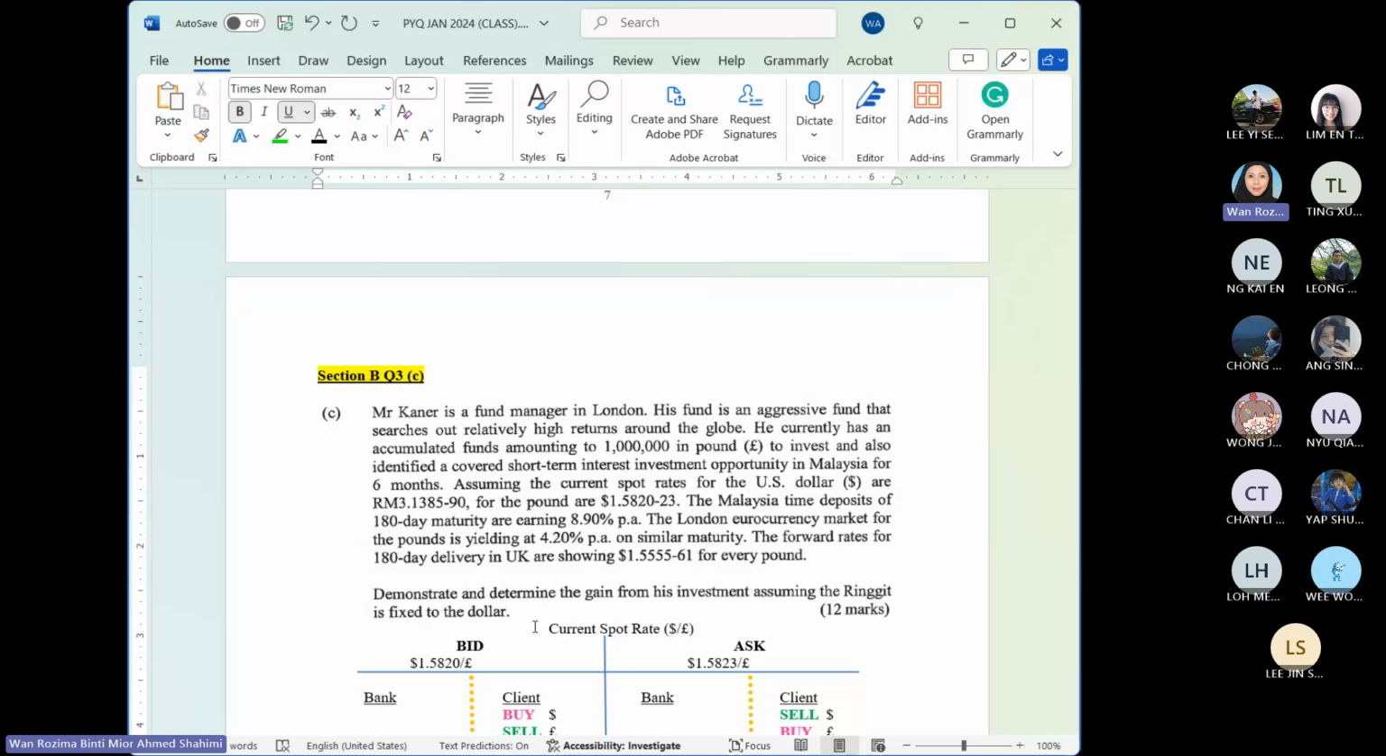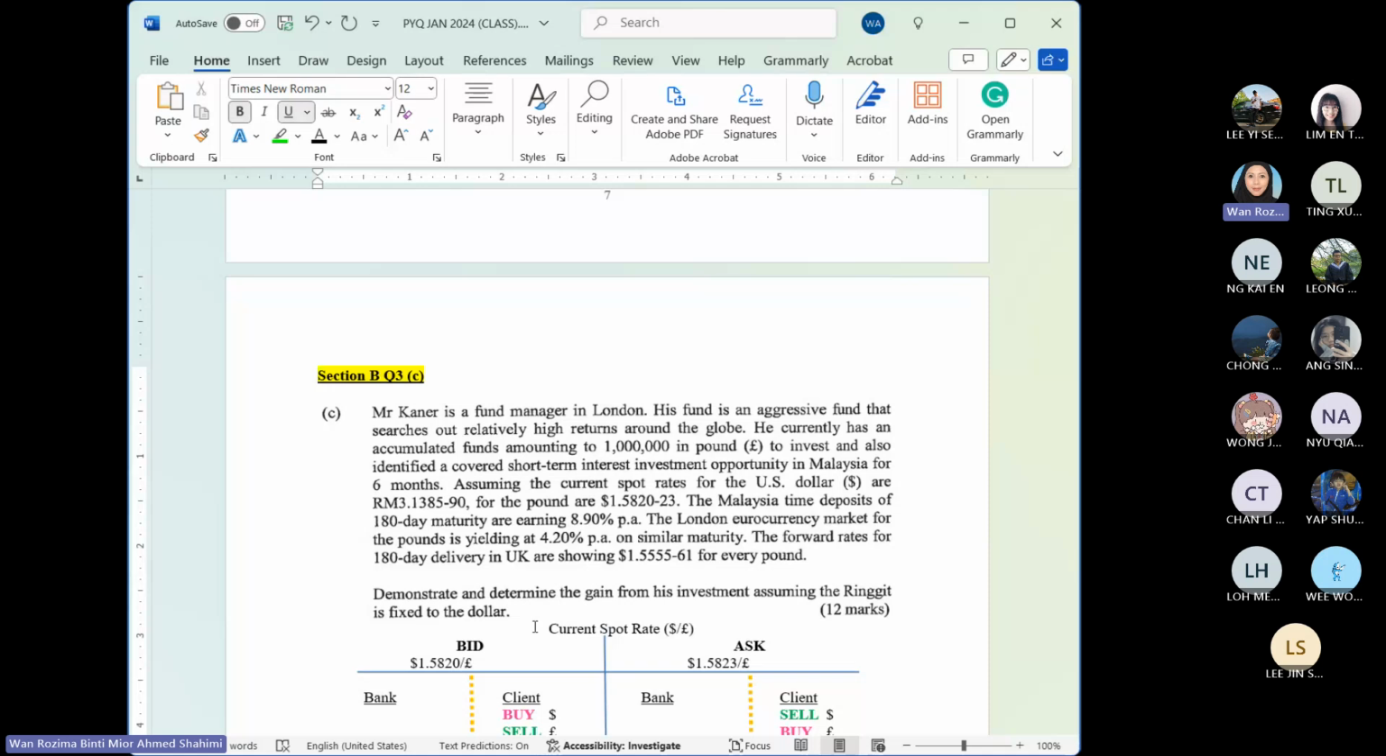Assuming the current spot rates for US dollar are 3.1385 Malaysian ringgit against USD, and 3.1390 Malaysian ringgit against USD. So this one is today's spot rate. For the pounds, you get 1.5820-23, so 23 is the last 2 digits for the ask price.